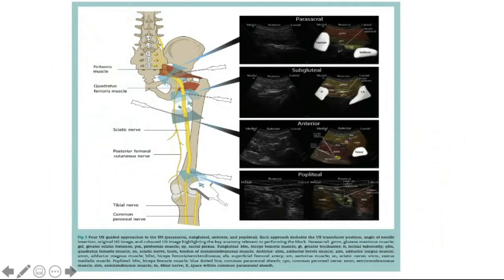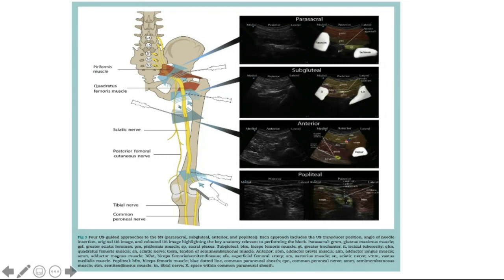So this is the difference at the different levels of the sciatic nerve. That's why it's important to know the course of the sciatic nerve. All right, and one thing special about this sciatic nerve is its anisotropic properties. So that's why it can be really difficult to visualize the sciatic nerve sometimes.